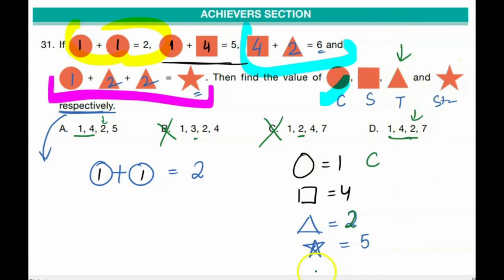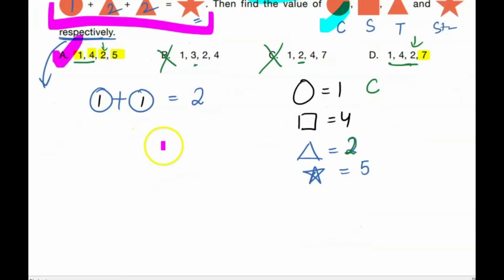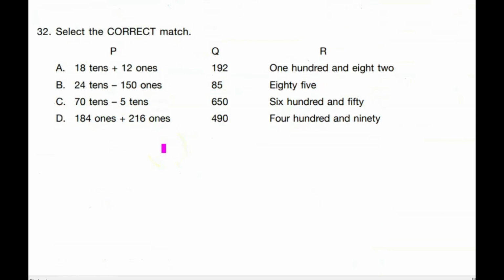Now the last, star. Star is 5. Now in option D, the value of star is 7. So it will be wrong. Value of star is 5. That means circle is 1, square is 4, triangle is 2 and star is 5. Option A is correct. Right? Next question. Question number 32.